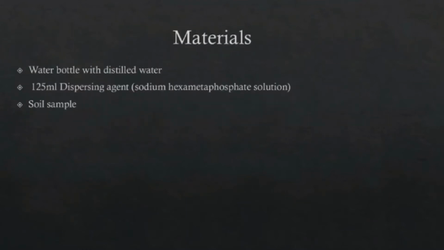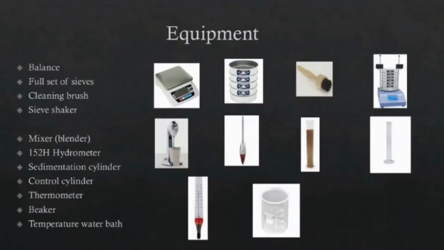of the finer particles. The materials of this lab are a water bottle with distilled water, 125 ml dispersing agent which is sodium hexametaphosphate solution, and also a soil sample. The equipment of this lab is a balance, full set of sieves, cleaning brush, sieve shaker, mixer which is a blender, 152H hydrometer, sedimentation cylinder, control cylinder, thermometer, beaker, and temperature water bath.